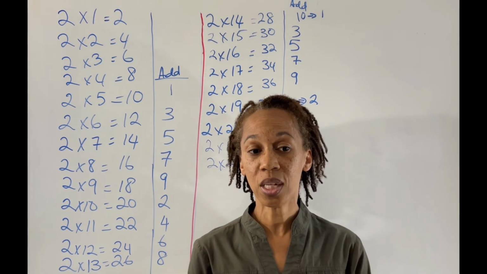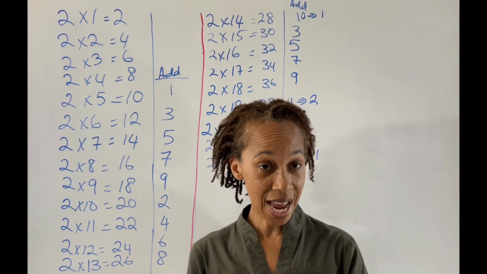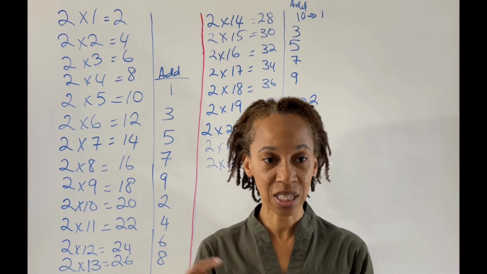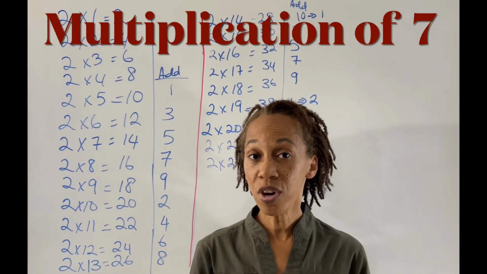So you will notice that there is a pattern. The pattern is 6, 3, 9, and then it repeats again. 6, 3, 9, repeat. And that is for the number 6. So let's move on to the number 7.